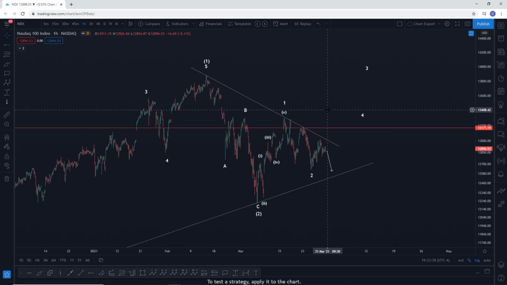Keep an eye out on the 10-year yield, and as that is your indicator for the downside on the S&P or the Nasdaq in this case.